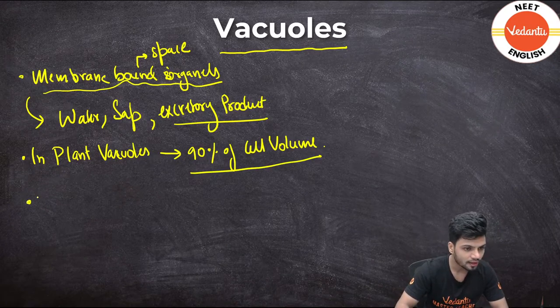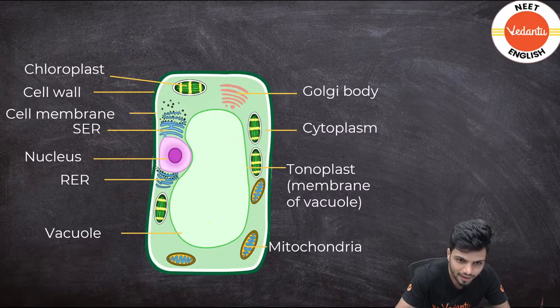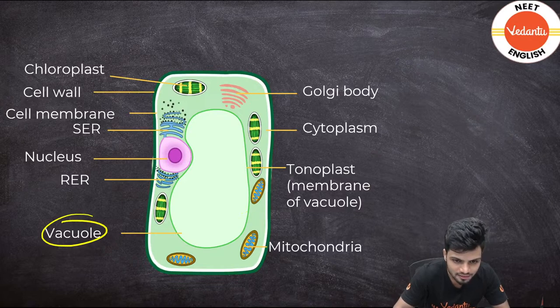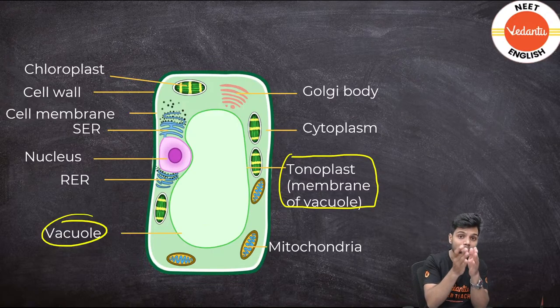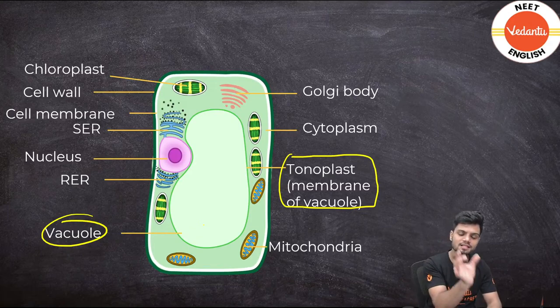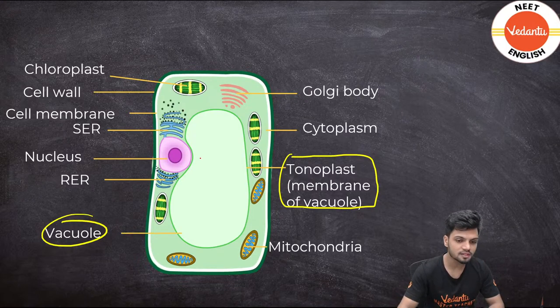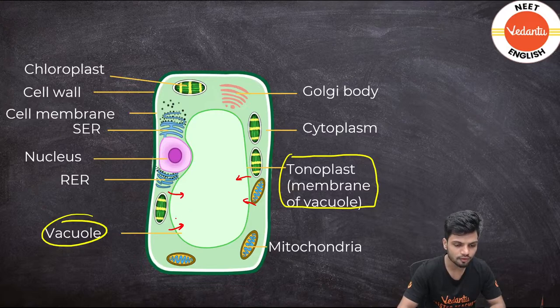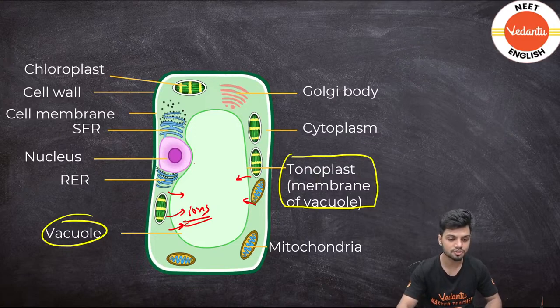Now, in the case of plants, if you look at the cell, the vacuole has a thin membrane. The thin membrane of the vacuole is called tonoplast. Tonoplast is the membrane of the vacuole. Now, this tonoplast is very special. Why? This tonoplast facilitates the transport of a number of ions. It facilitates active transport of many different ions into the vacuole, against the concentration gradient.